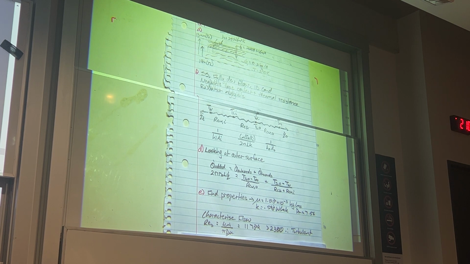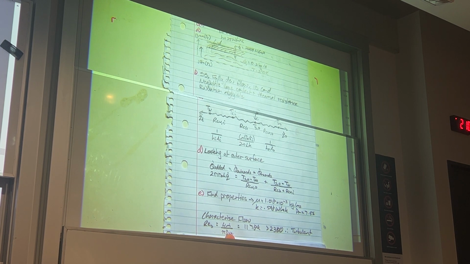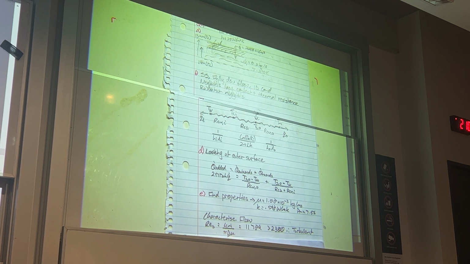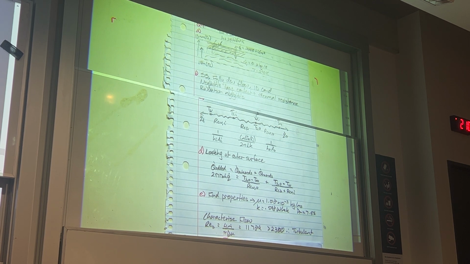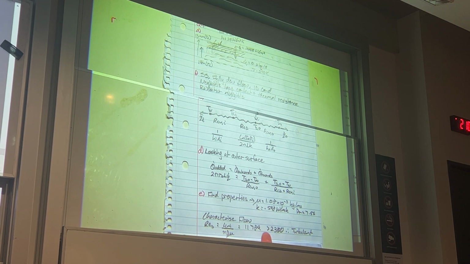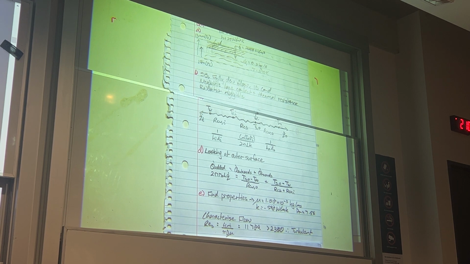It ends up that you can use this relation here. So you've got 4 times mass flow on pi d mu. And from there we find out that our flow is turbulent, which is important. So they've given us 2 equations down here. And now that we've classified it as turbulent, we need to determine which equation we'll use.